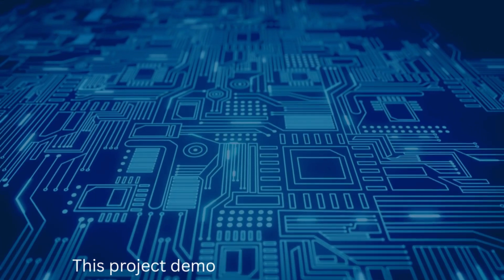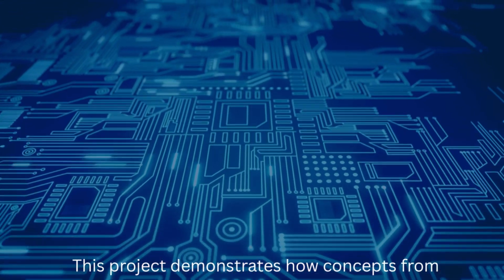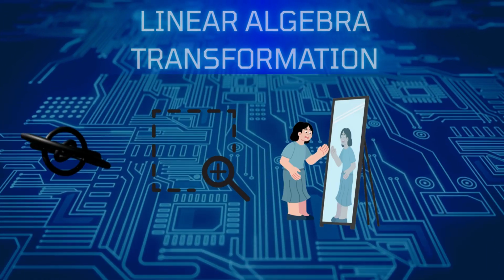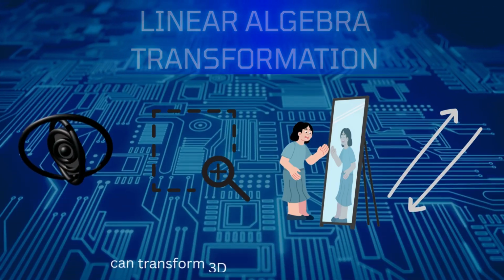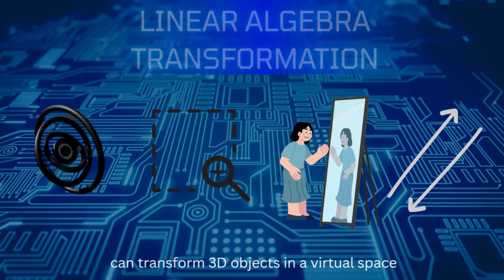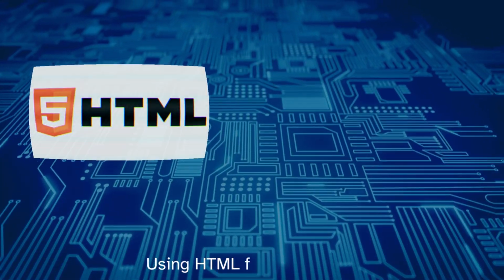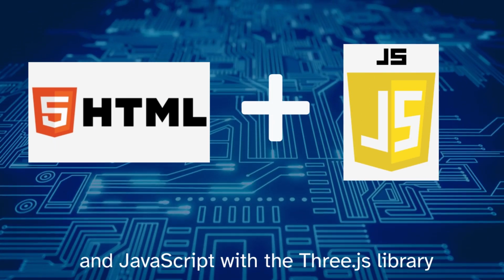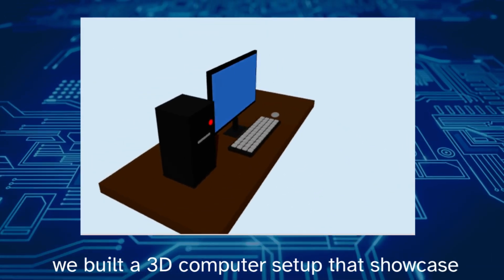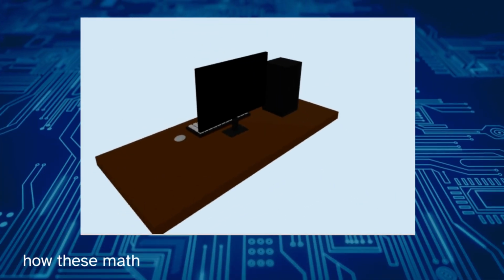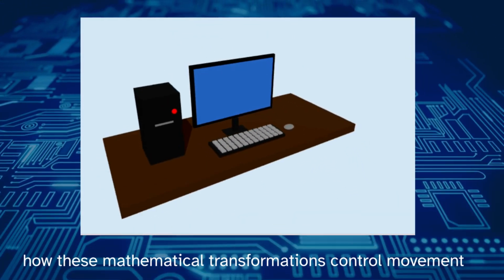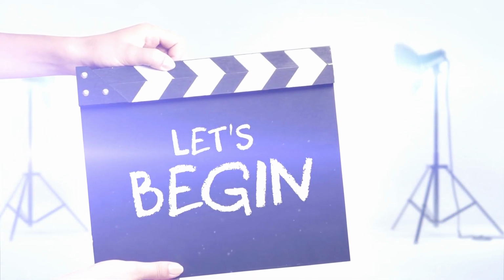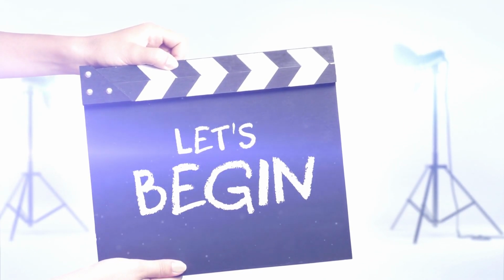This project demonstrates how concepts from linear algebra like rotation, scaling, reflection, and translation can transform 3D objects in a virtual space. Using HTML for the structure and JavaScript with the Three.js library, we built a 3D computer setup that showcases how these mathematical transformations control movement. Let's begin by explaining our HTML file, which serves as the structure of our project.